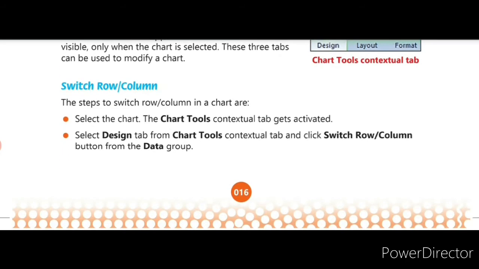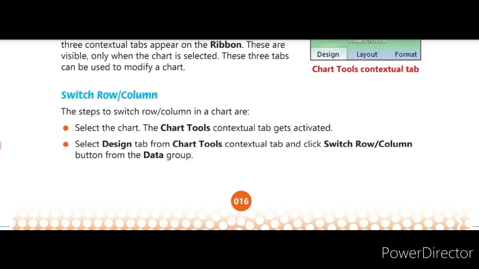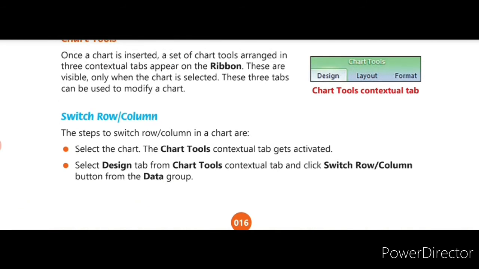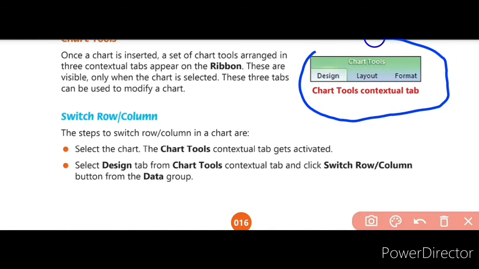We'll see how to switch row or column. The steps to switch row or column in a chart are: select the chart. After selecting the chart only, you will get the contextual tab, chart tools. Select the design tab from the chart tools contextual tab and click the switch row or column button from the data group. Clear? Once you select the chart, these chart tools contextual tabs will open.